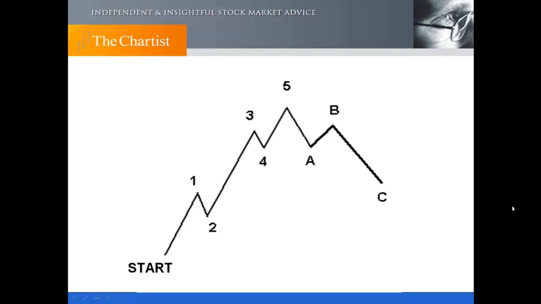Remember, we're talking very simplistic terms here today, and what we want to look at is an impulsive movement. So we start from this point, and we're going to be talking about the psychology of it all. We start from this point down here, move up, retrace, move up again, retrace, move up again in 5 waves. Then we trace A, B, C again.